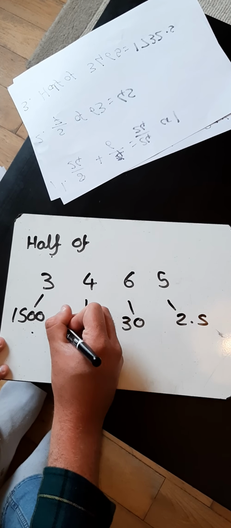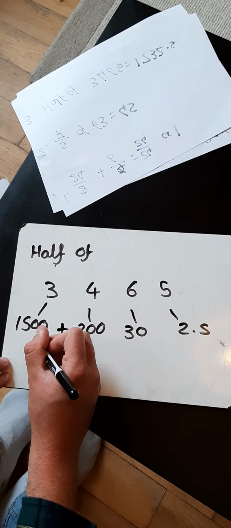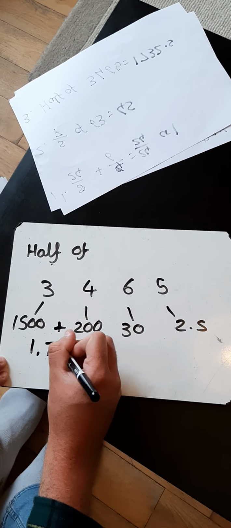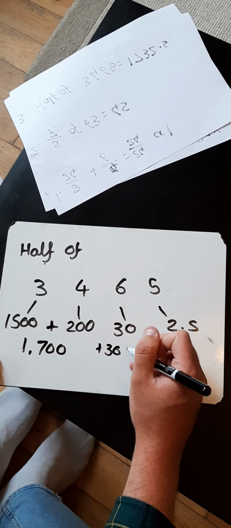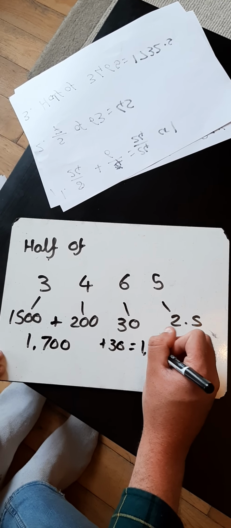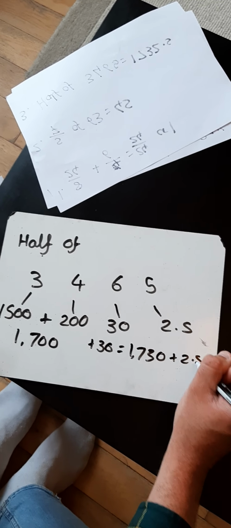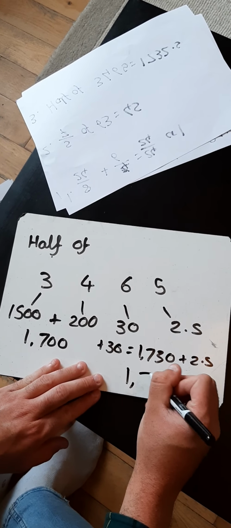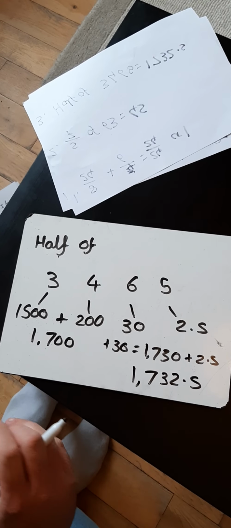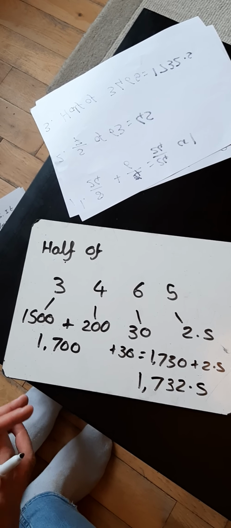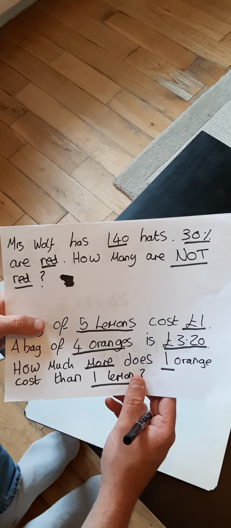So 1,500 plus 200 gives us 1,700. Then we need to add our 30 on, which gives us 1,730. And then finally, we need to add our 2.5, and that gives us a total of 1,732.5. So half of 3,465 is 1,732.5.